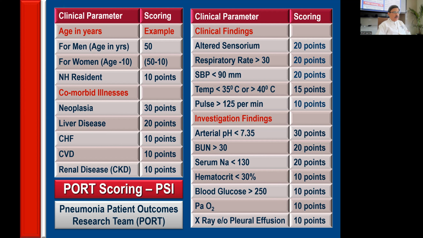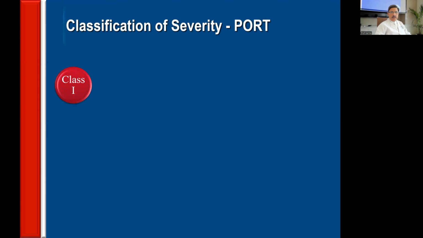temperature hypothermia or hyperpyrexia, 15 points, and then pulse rate tachycardia more than 125, 10 points. Investigations: arterial pH less than 7.35, 30 points, urea more than 30, 20 points, serum sodium less than 130, hyponatremia, 20 points, hematocrit low, less than 30, 10 points, blood glucose is high because morbidity in diabetics is more, so you give 10 points, PaO2 less than 60, you give 10 points, X-ray evidence of pleural effusion, 10 points. Okay.